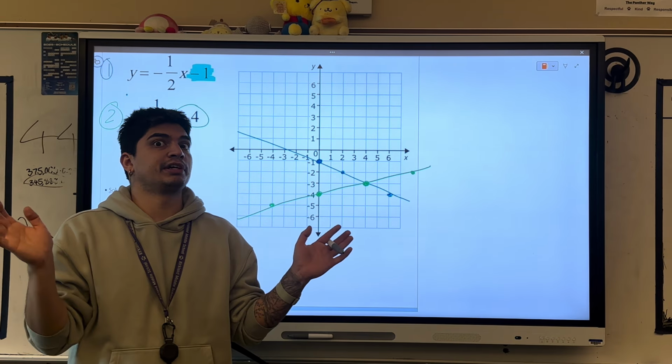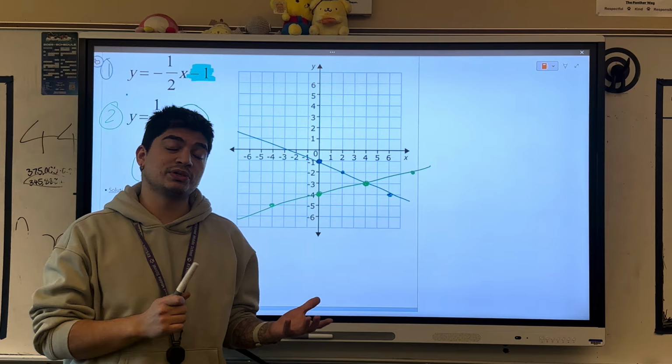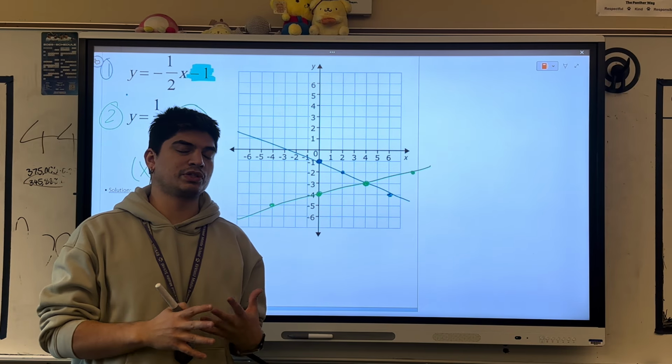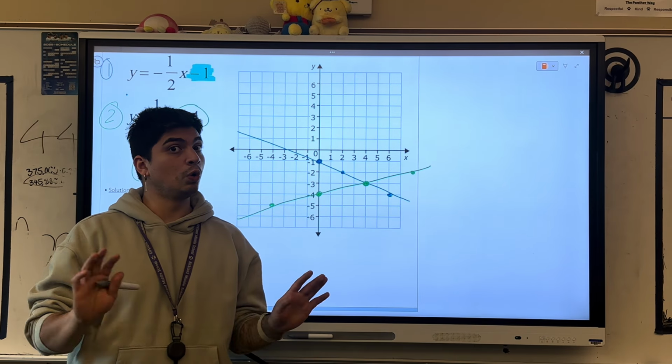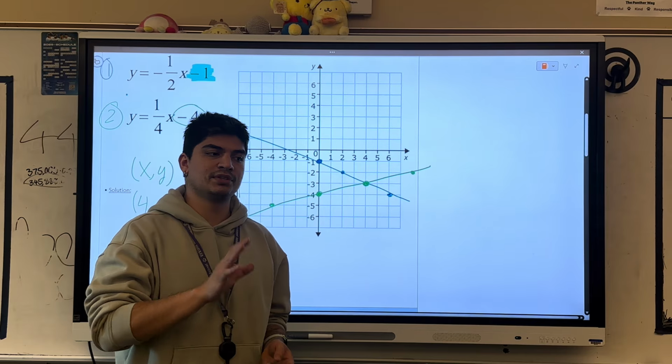Just as a big picture, we're still doing systems of equations, where you have two or more equations that have the same variables.